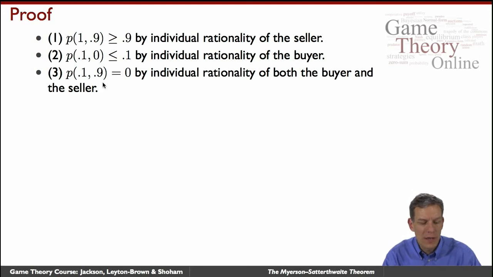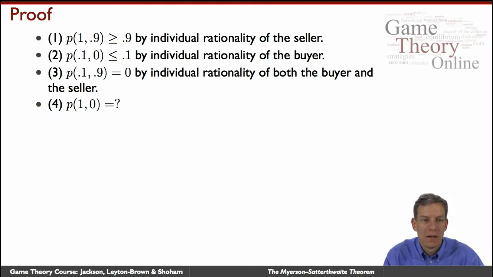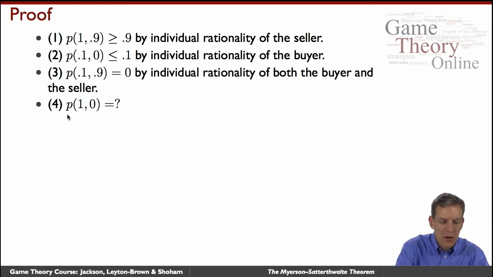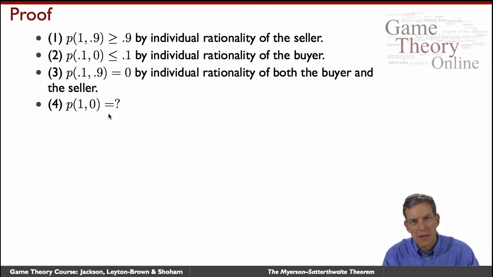And so now we've got 3 conditions on 3 of the prices, and what we want to do is fill in the 4th price. We've got individual rationality satisfied for 3 of the prices, and we want to make sure we're going to get individual rationality here. Well, that's going to be easy. Any price between 0 and 1 will be individually rational. The difficulty is going to be to get the incentive compatibility condition to hold.